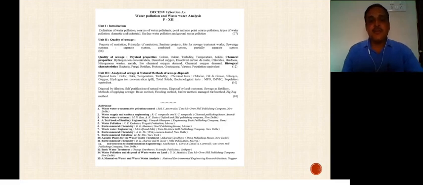So if you go to the detailed syllabus of paper number 12, entitled Water Pollution and Wastewater Analysis, then this paper again has 3 units. Unit first is the introduction to this subject, which has a weightage of 7 lectures: the definition of water pollution, sources, point source or non-point source, and its types are covered in this unit first.